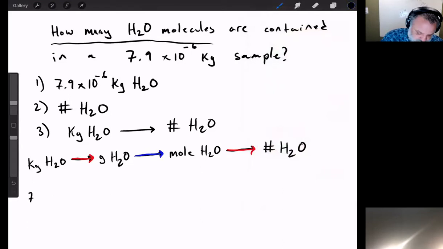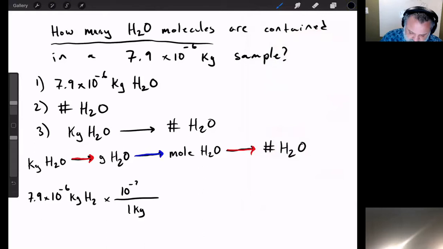We had 7.9 times 10 to the negative 6 kilograms of water. 1 kilogram is 10 to the 3 grams. Then we know that 18.02 grams of water is 1 mole of water. Now, how did I get this?